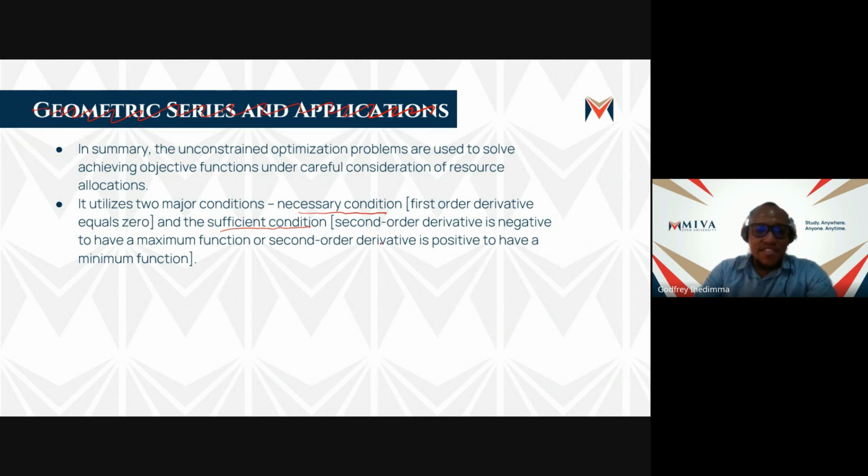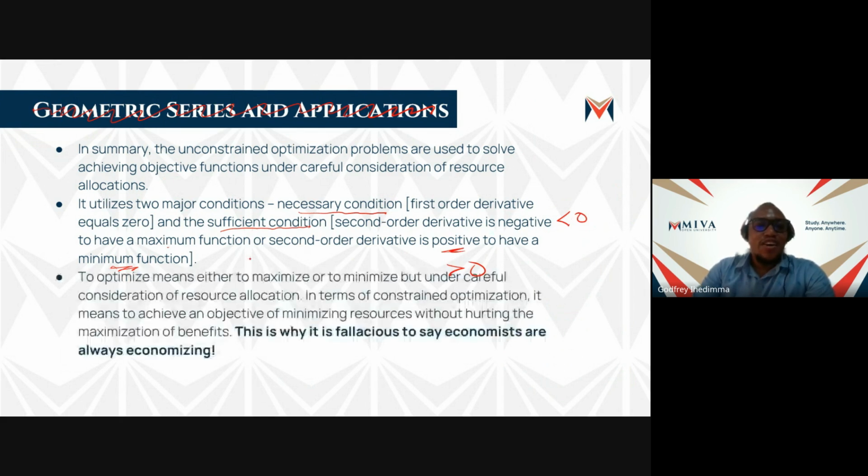And it says that if it is a maximum function, the second order derivative must be negative, and if it's a minimum function, it must be positive. Positive means greater than zero. Negative means less than zero. Now, to optimize means either to maximize or minimize, but under careful consideration of resource allocation. In terms of constrained optimization, it means to achieve an objective of minimizing resources without hurting the maximization of benefits.